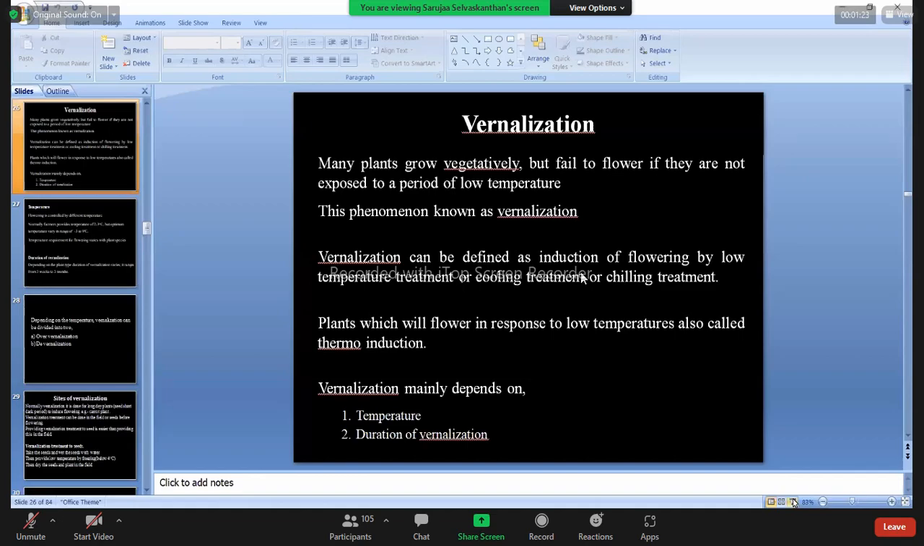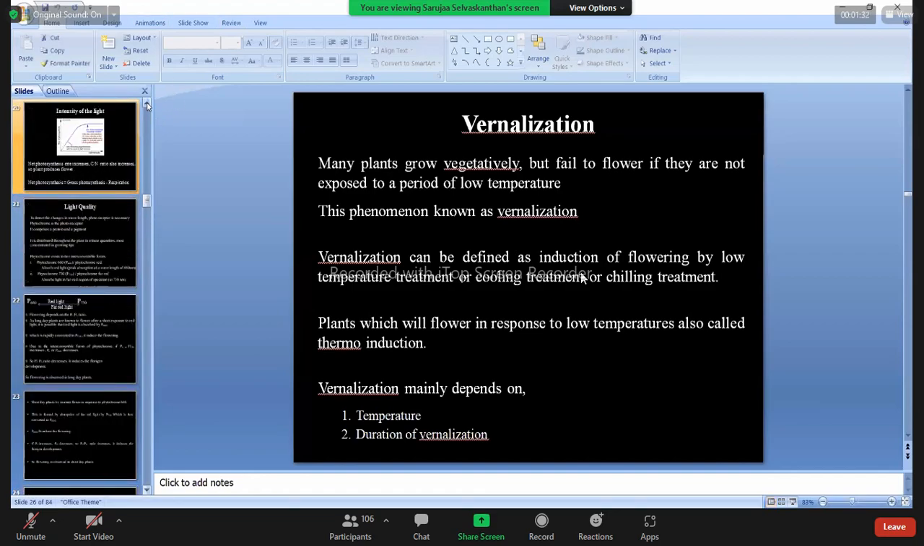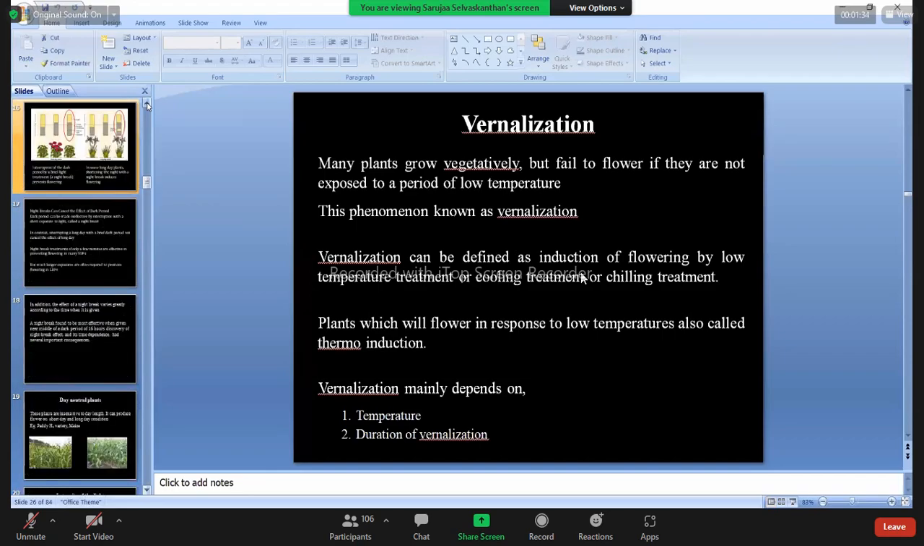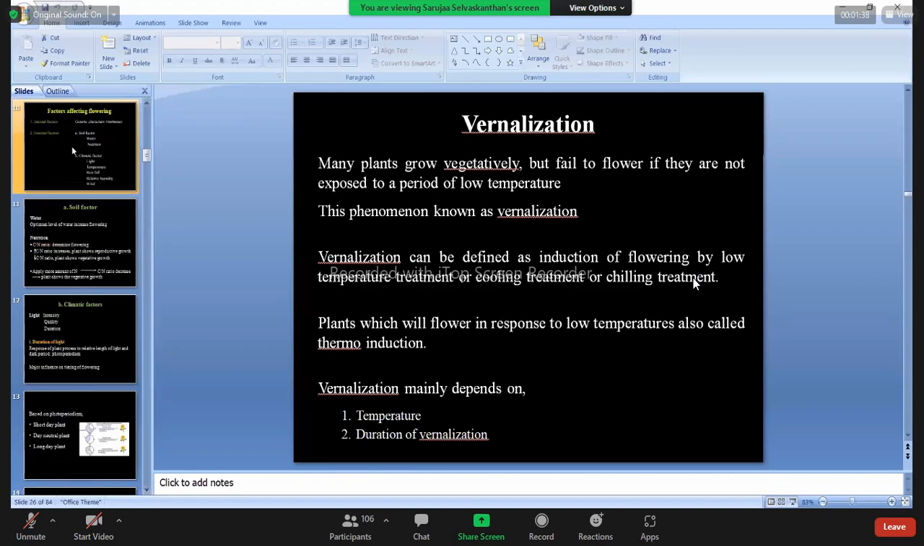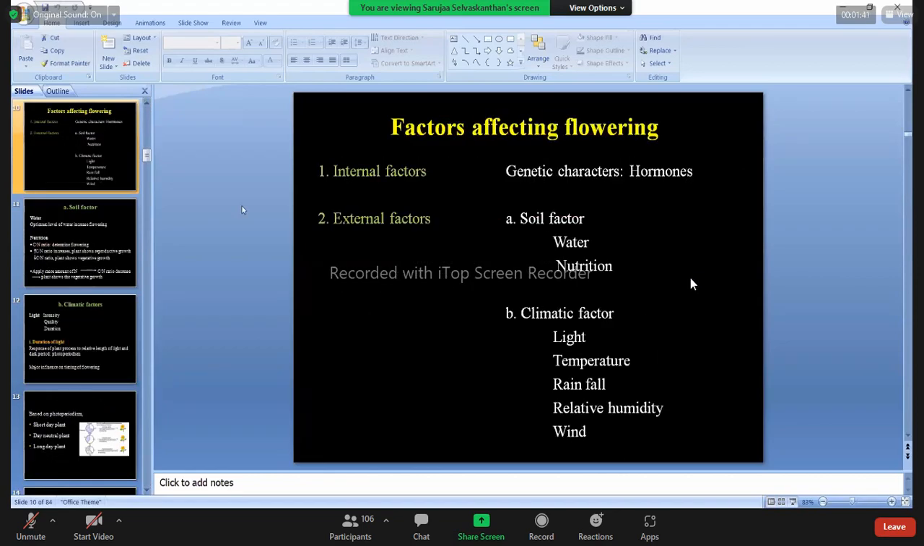Last class, we started to study flowering physiology, right? And thereafter, we studied the factors which affect flowering. Well, we can classify the factors into two: internal and external factors. We started with the external factors, right? How the soil and the climate influence flowering.